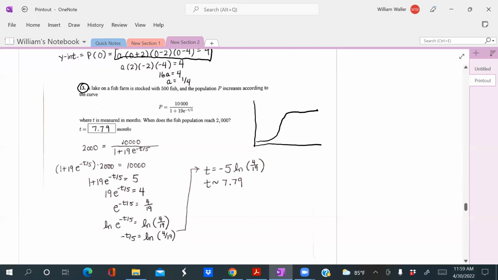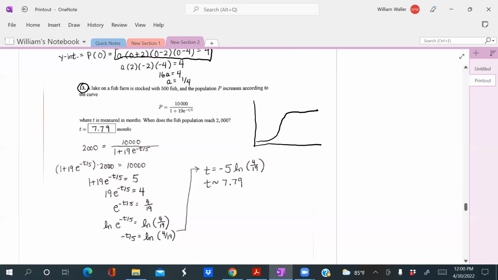Well, I don't like this fraction here, so we can get rid of it by multiplying both sides by the denominator, 1 plus 19e to the minus t over 5. Of course, that cancels on the right-hand side, so you just get the numerator, which is 10,000, and you get this product on the left-hand side. Now, I pulled a trick here. I did not multiply the 2,000 into the parentheses. I immediately divided both sides of the equation by 2,000.